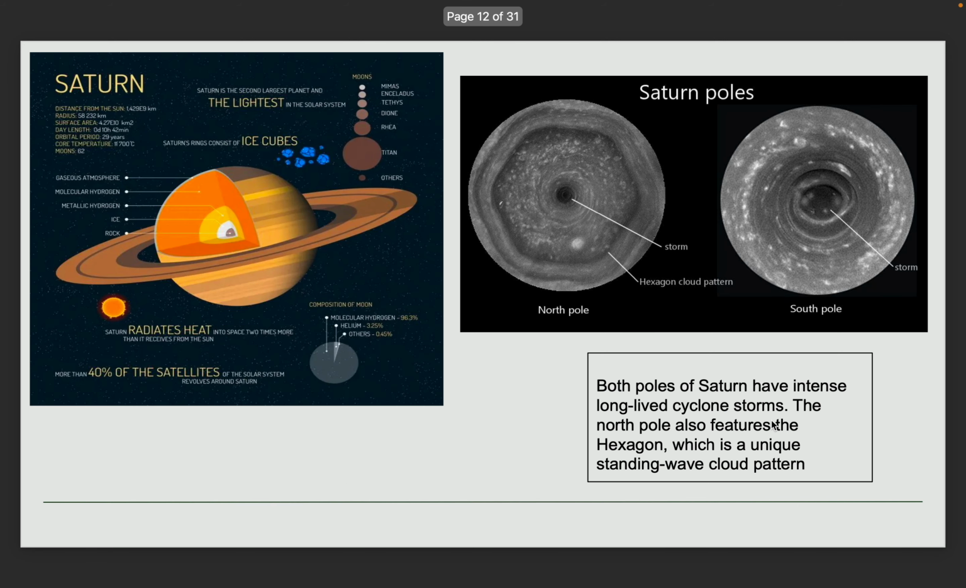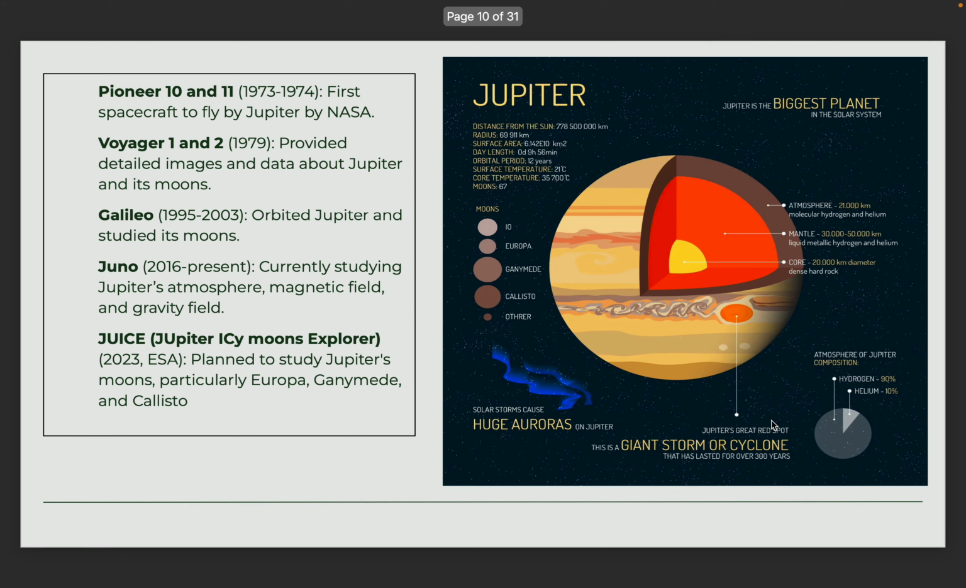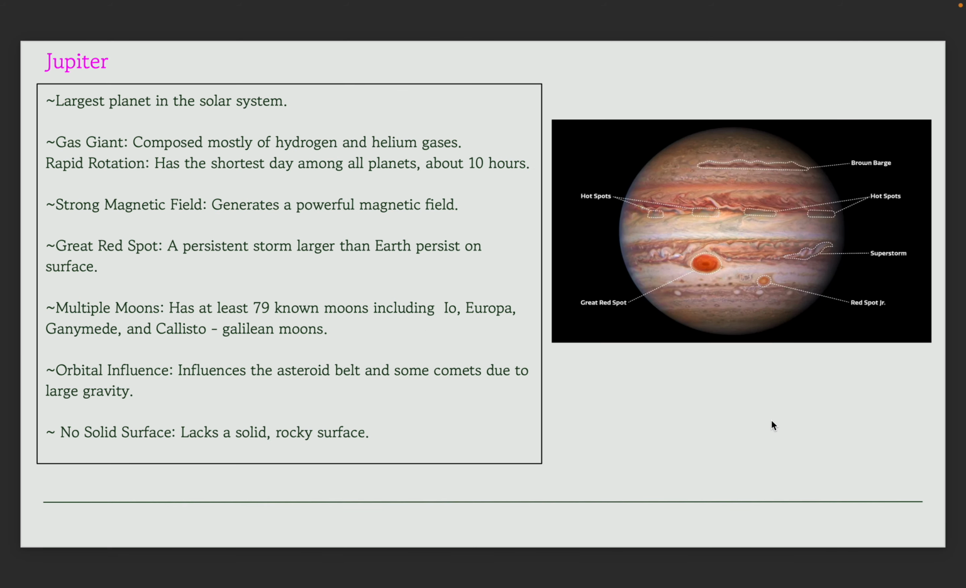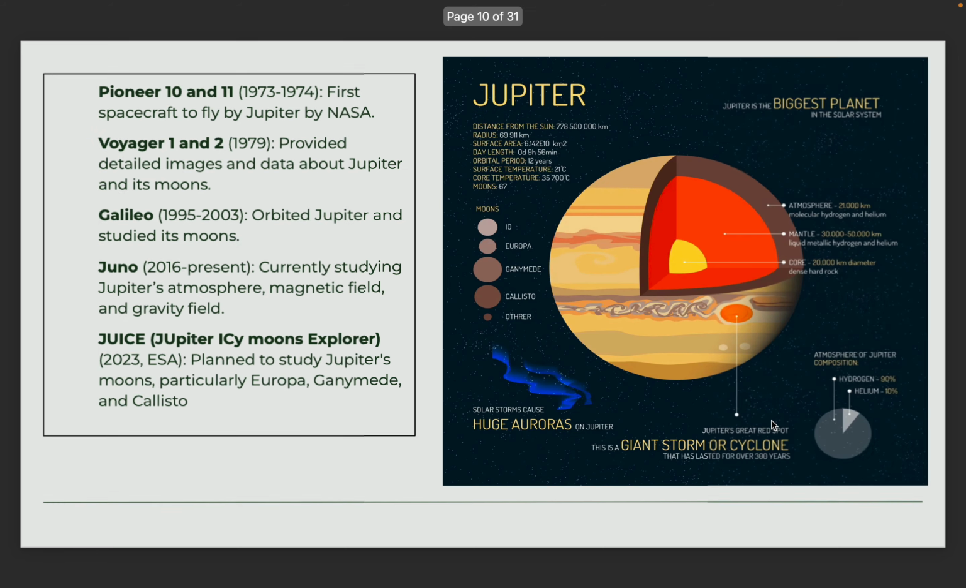So until now we have explored the two gas giants, Jupiter and Saturn. For Jupiter, we have seen the Great Red Spot and different spots caused by storms, and we learned about the composition of Jupiter: the atmosphere, mantle, core, and the missions to Jupiter. Solar storms on Jupiter cause aurora due to the interaction of charged particles from the sun and the magnetic field of Jupiter. Such auroras are formed.